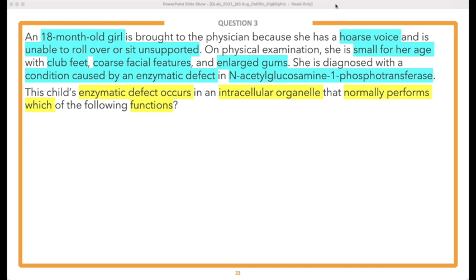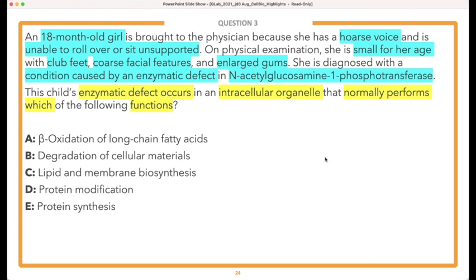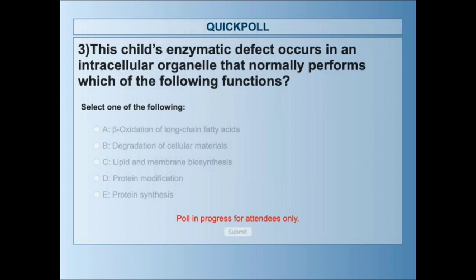Okay. So let's go ahead and take a look at the answer choices. Once again, we have 5 answer choices. We're going to go ahead and start at the bottom, work our way up to the top. E, protein synthesis. D, protein modification. C, lipid and membrane biosynthesis. B, degradation of cellular materials. And A, beta oxidation of long-chain fatty acids. So we're going to go ahead and open up that poll. Go ahead and select the answer choice you think is the best answer. Talk about it in just a few seconds.